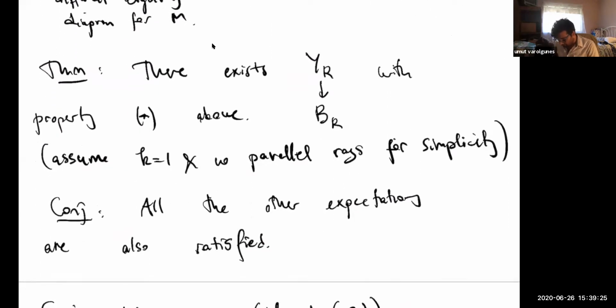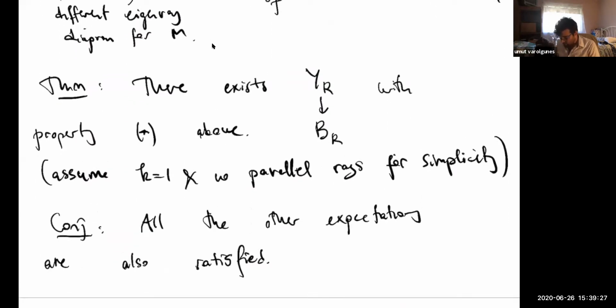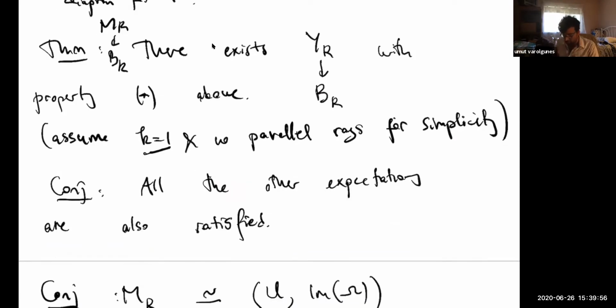Okay, so if I take M_R above B_R for some eigenray diagram, then there exists a K-analytic space Y_R over the same base with the property star above. Here I'm assuming that all the integers are now 1, and I also don't want to deal with parallel rays. I think the theorem should be true including both of these cases, but I don't want to talk about it.